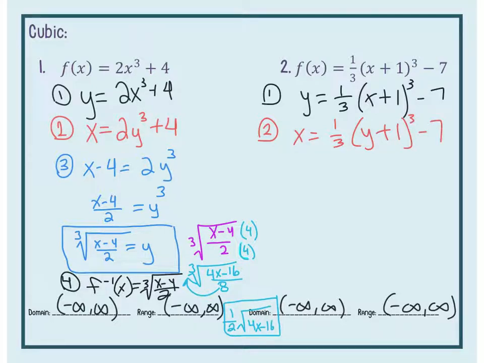But now, what goes first? How do I solve? Well, I can't do anything to the y. I can't take the cube root until it's by itself. So the first step is to add 7. It's basically like doing PEMDAS backwards.